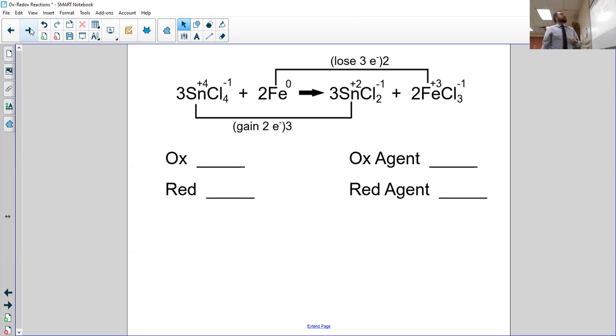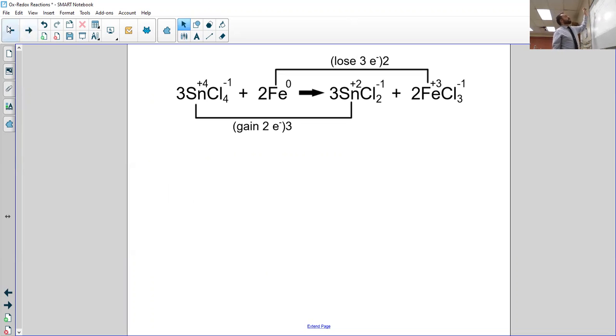Now, before we go on, we have to look at the equation and make sure that everything is balanced. So we have 3 tin on this side, 3 tin on our products. We have 2 iron on our reactants, 2 iron on our products. We have 12 chlorines over on our reactant side. We have 6 and 6 on our product side, that's 12. Everything's balanced. So by inspection, we've balanced it.